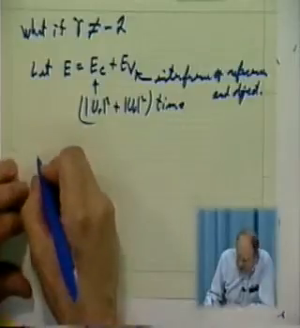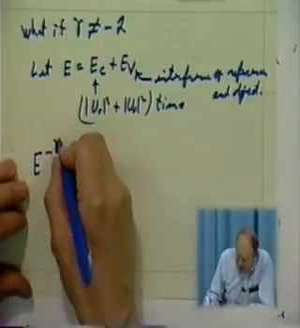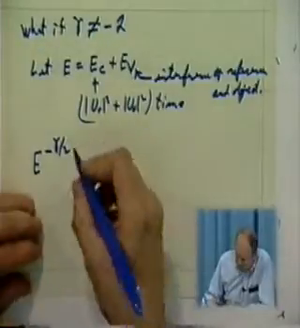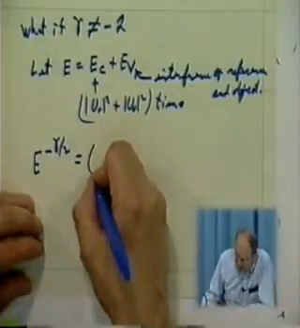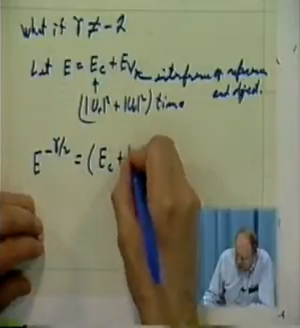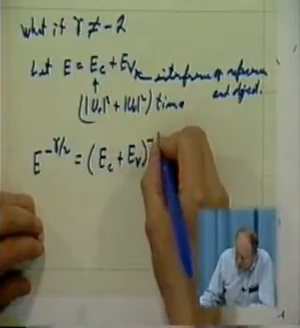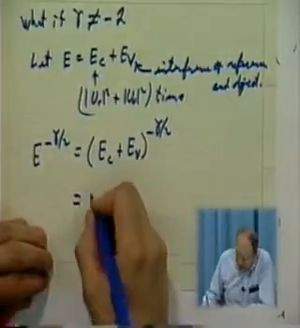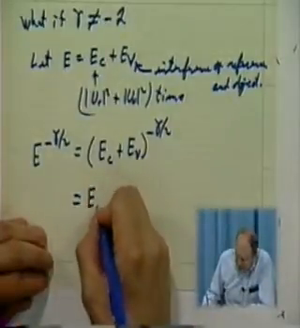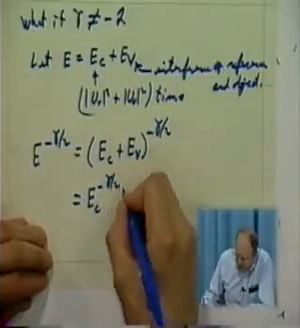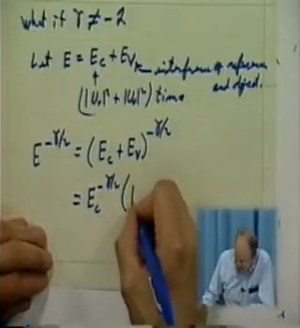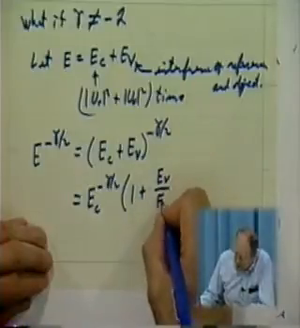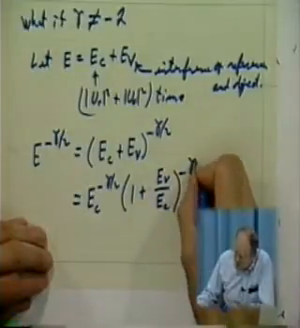So if we go back here to a e to the minus gamma over 2, and we say, well, gamma is not equal to -2, I don't know what it is, it's something else. So I could write that as an E sub c plus an E sub v to minus gamma over 2. And I could rewrite that as an E sub c to the minus gamma over 2 times 1 plus E sub v over E sub c to minus gamma over 2.